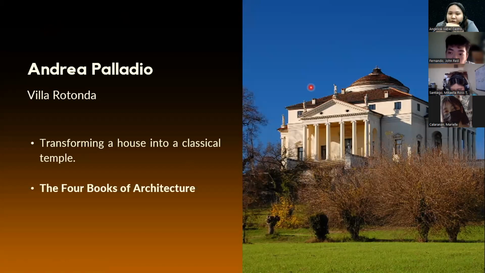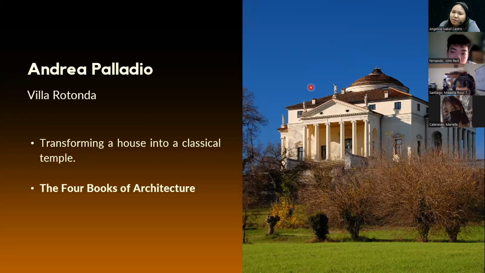This building, Villa Rotonda, is a house. He wanted it to transform into something temple-ish. What he did was make all four facades look alike. So anywhere you look, you will see the same facade as the one depicted on our slide. Andrea Palladio also wrote the Four Books on Architecture.